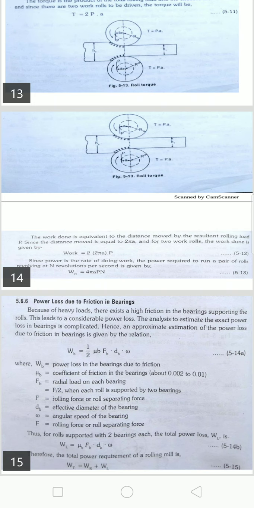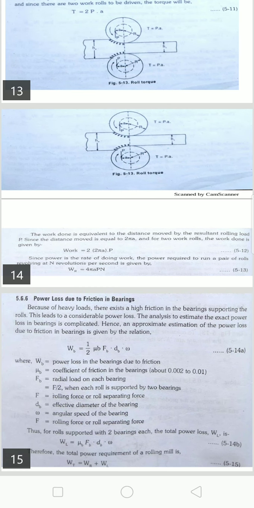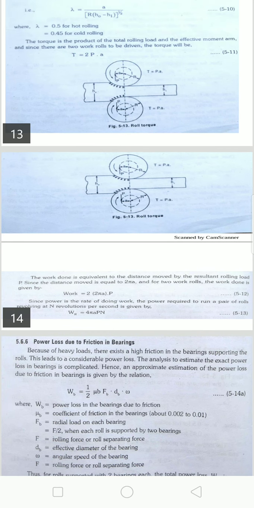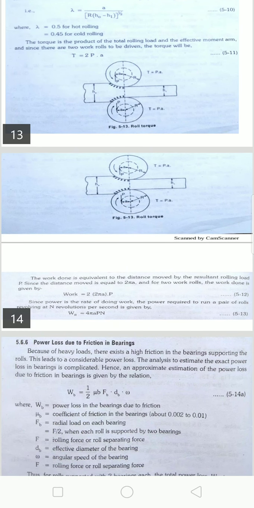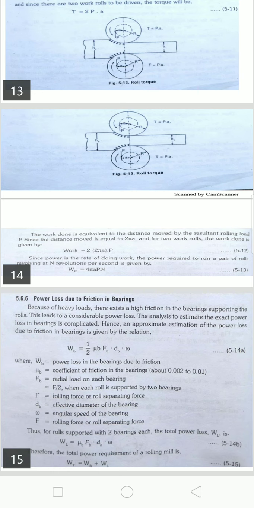Power can be calculated by using this equation. Total work done can be calculated by using this. Then, how to determine the power loss due to friction in bearings? Because of heavy loads, there exists a high friction in the bearings supporting the rolls. This leads to a considerable power loss. The analysis to estimate the exact power loss in the bearing is complicated.